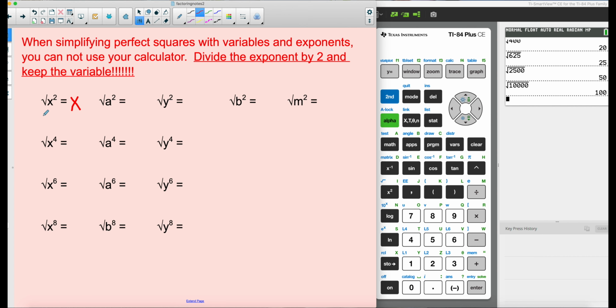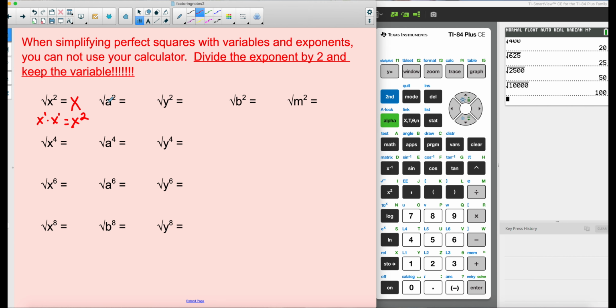Now, why is it just x? Well, what you would multiply to get x squared is x times x. X to the first times x to the first is always x squared. And how do you get x squared? Because, guys, when you multiply monomials, you always add exponents. So 1 plus 1 is 2. So that's how we get x squared when you multiply that. So basically, that's why the square root of x squared is x.